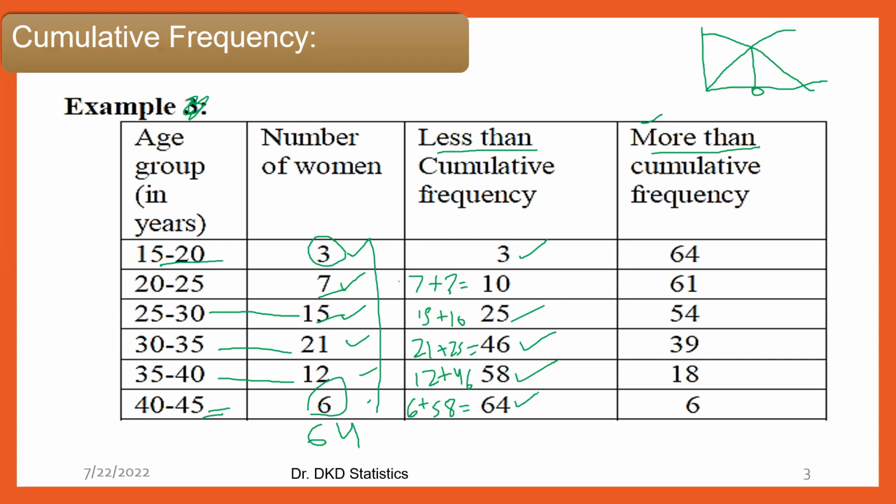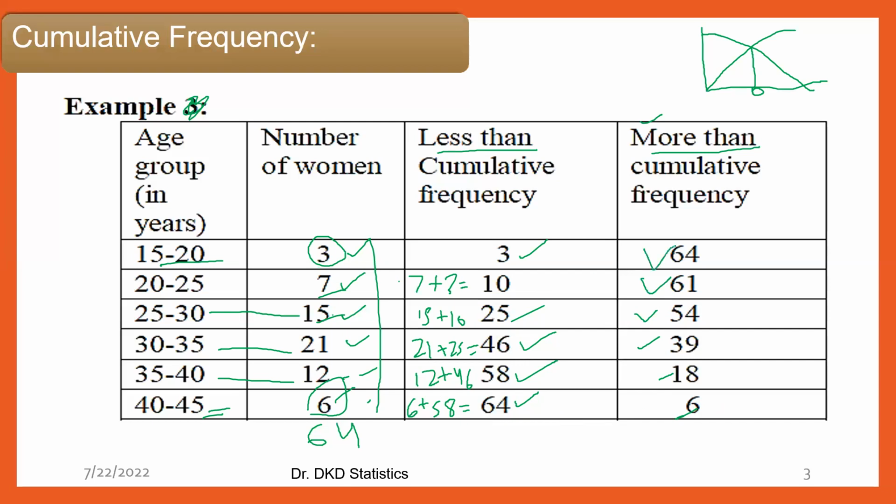For the more than cumulative frequency column we do the same thing, but we start from the last class interval. We take its frequency, 6, plus 12, which is 18, 18 plus 21, which is 39, 39 plus 15, which is 54, 54 plus 7, which is 61, and 61 plus 3, which is 64.